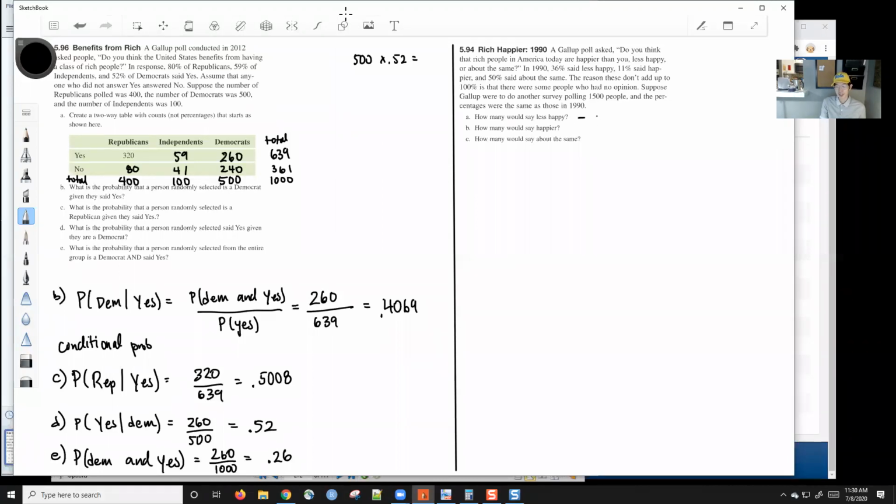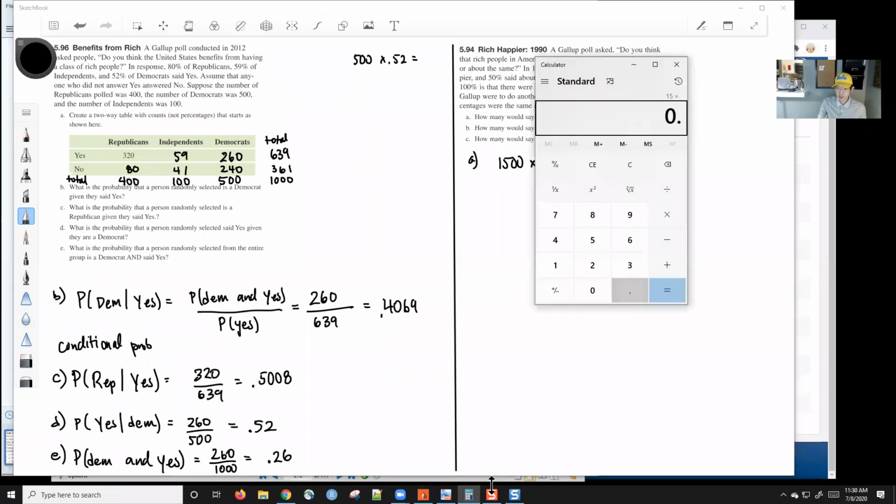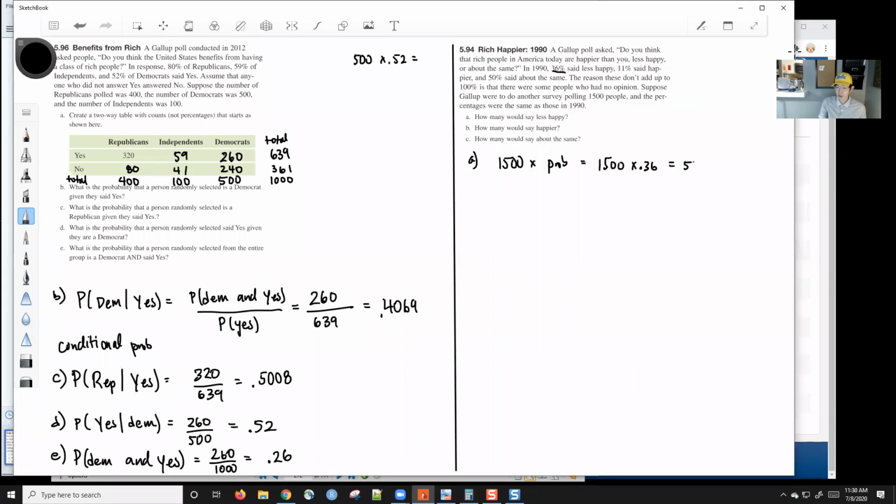This was actually easier than I thought. The answer is just 1,500 times the probability. So less happy, 1,500 times 0.36. What is that? 540.